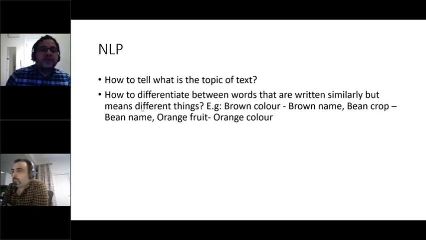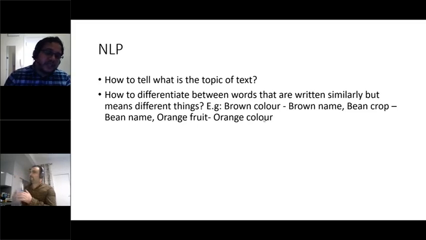But how do you differentiate between words that are written similarly but mean different things? For example, brown the color and brown the name. Bean, the crop, and Bean, the name. Orange as a fruit and orange as a color, according to the context. So the word itself is not enough. We need the context, the words that are next to it.